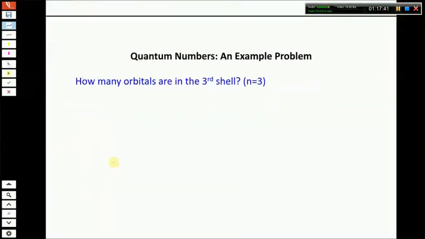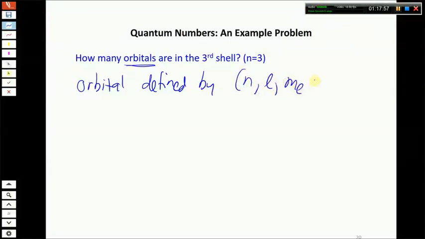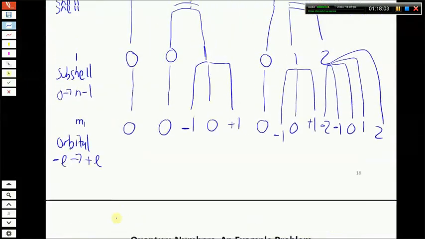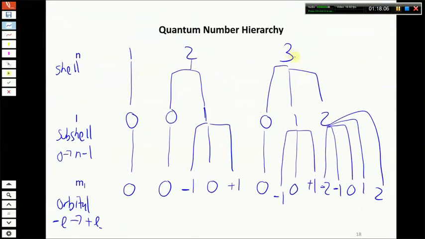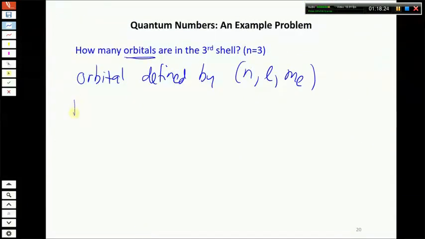The next one here is how many orbitals are in the third shell. And so here, if we're talking about orbitals and not subshells, you have to remember that an orbital is defined by 3 quantum numbers: n, L, and m sub L. If we go back to this chart that we drew for the third shell here, the number of orbitals is going to be the number of unique m sub L values that we have down here, or the number of n, L, and m sub L together. So we just count this bottom row here. In the n equals 3, there's 1, 2, 3, 4, 5, 6, 7, 8, 9. 9 orbitals, okay?